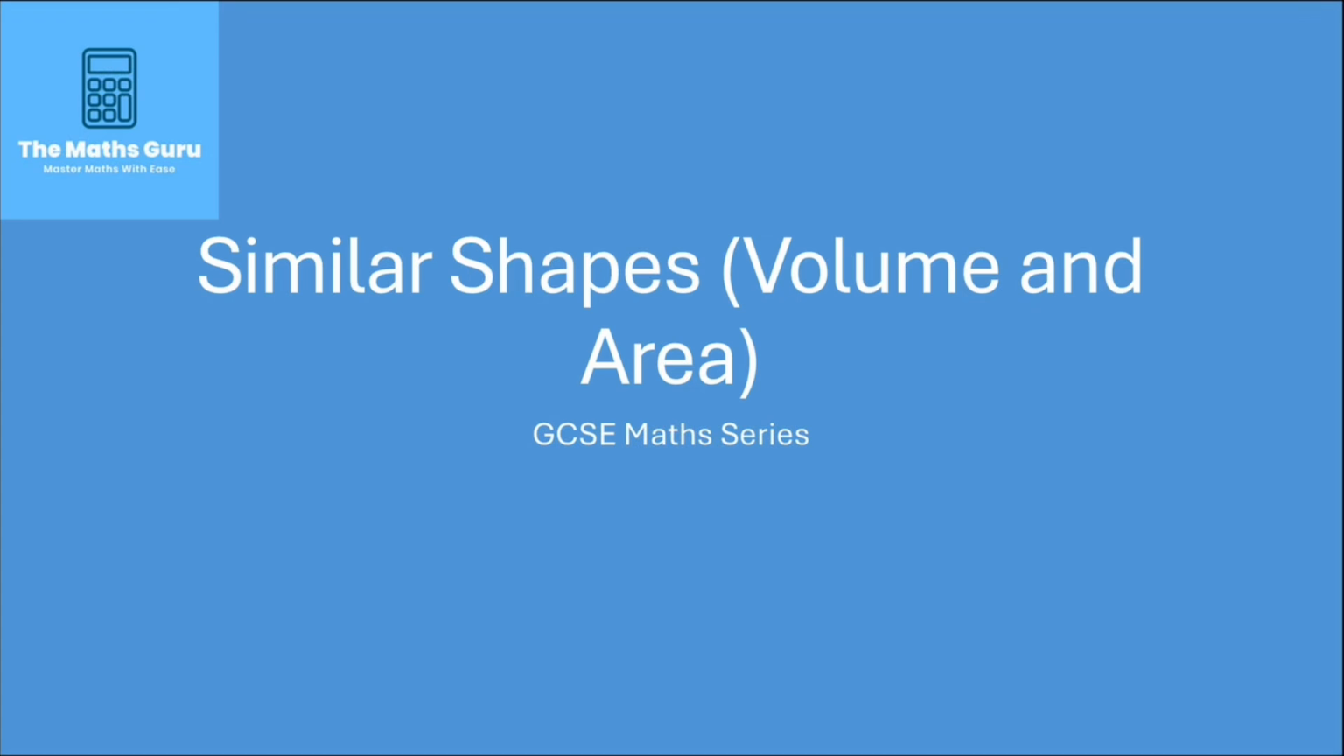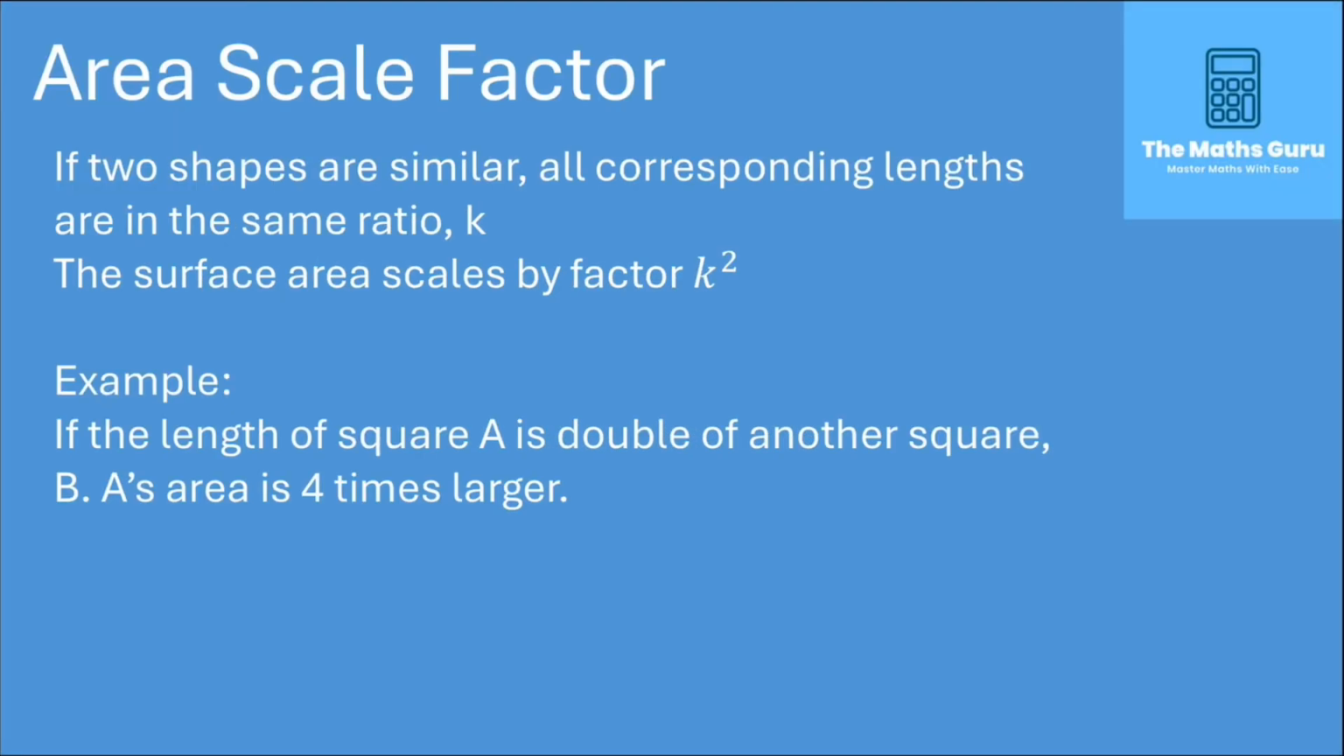Today we're going to be taking a look at volume and area of similar shapes and their respective scale factors. So let's get straight into it. If two shapes are similar, all of their corresponding lengths are in the same ratio k. The surface area then scales by a factor k squared. I believe we touched on this in the previous video on similar shapes, but we're going to go into more detail in this video here.